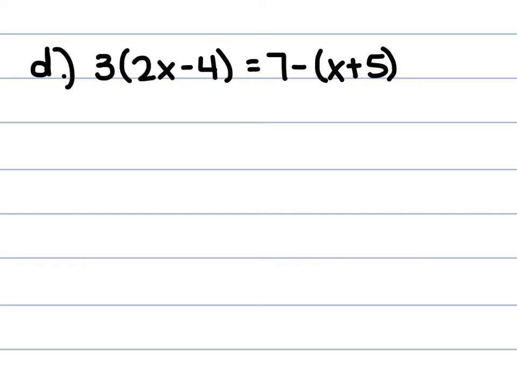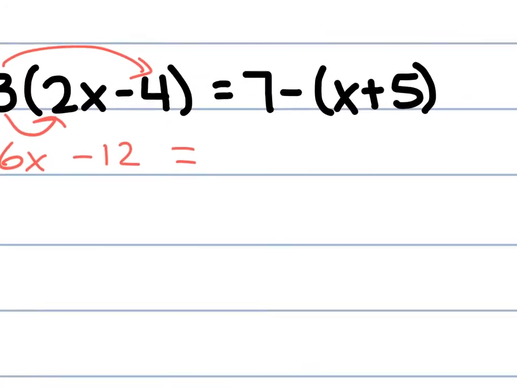All right, where do we want to start? Let's distribute. 3 times 2x? 6x. 3 times negative 4? Negative 12. What about this one? What does all this mean?